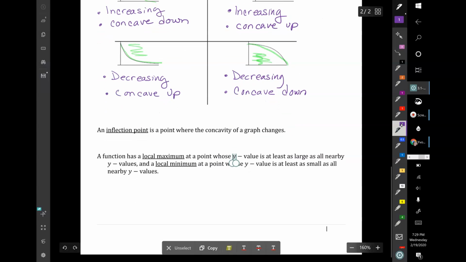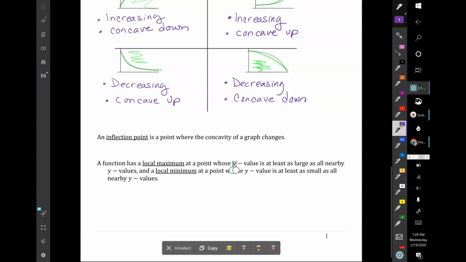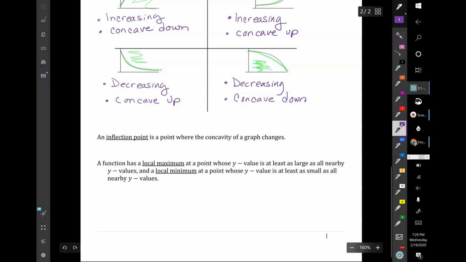An inflection point is where the concavity of a graph changes. So I'm going to draw a little graph here for you to see. If I had, for example, a graph, here are my x and y axes, and I'm just going to put a curve on here. And so it kind of goes like this. It's going down, and then I'm heading up, and then down and up again.